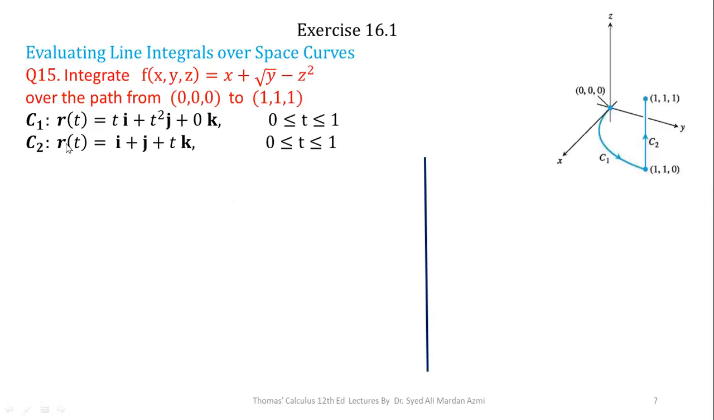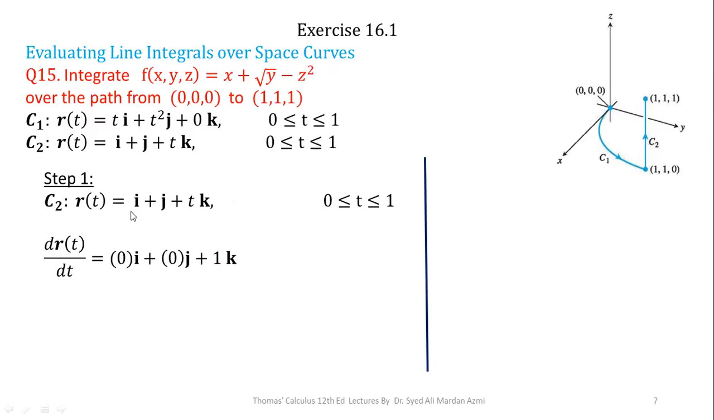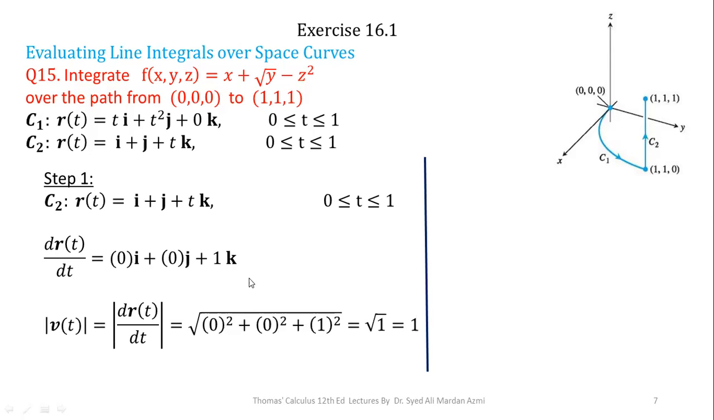Next, in question number 15, we will perform our calculation for the second path C2. For C2, r of t is given to us as i plus j plus tk. Here the value of x is 1, the value of y is 1, and the value of z is t. Taking its derivative, we got 0i plus 0j plus 1k. Calculating its mod, we get v of t mod equal to the square root of 1, I component square plus j component square plus k component square. So step number 1 is completed.